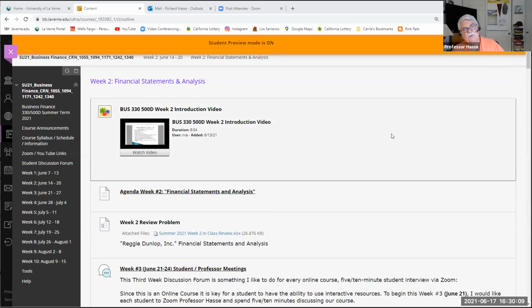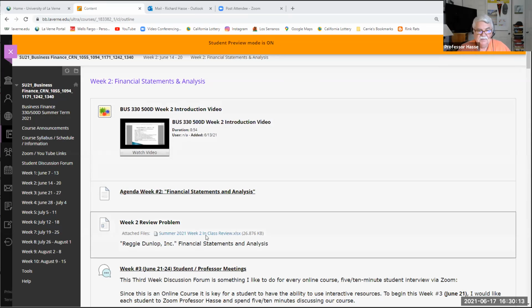So in week 2 of your online Blackboard file folder, you'll see this spreadsheet, which we just looked at, defining and analyzing Reggie Dunlop Incorporated financial statements. Make sure you are aware of what that procedure is, what it means, what financial statements are, what they tell you, and how to analyze and interpret them. That's your study from chapters 3 and 4 this week in week number 2.